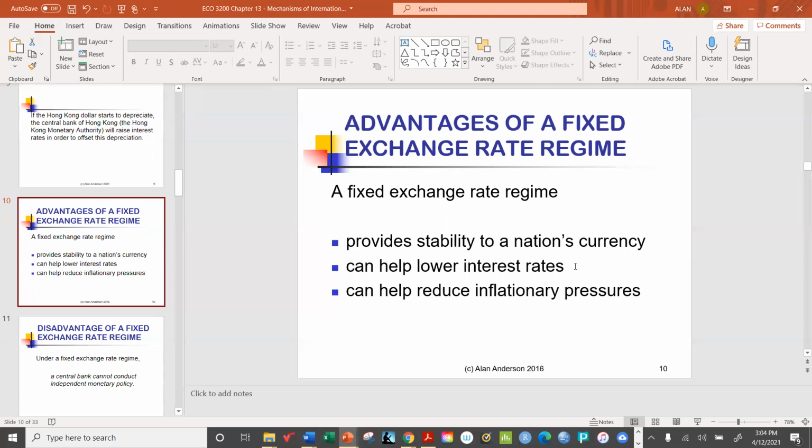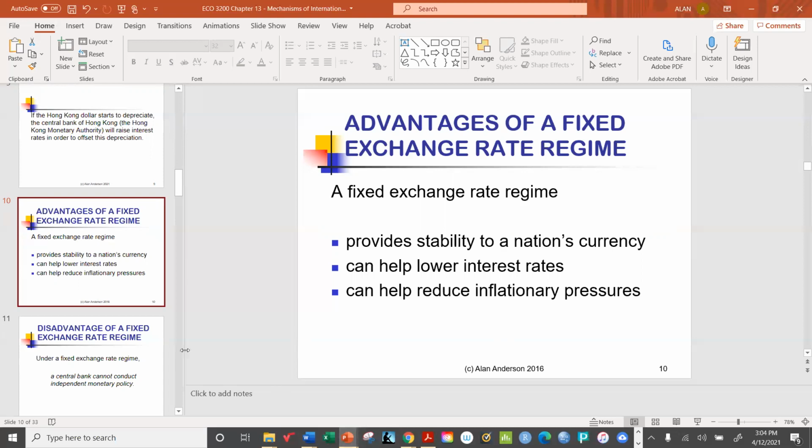And also, another one that's not really mentioned here is that because it reduces uncertainty about the value of that currency, it means that people who are doing business in Hong Kong do not have to worry about foreign exchange risk. In other words, if you can be guaranteed that this exchange rate will never change, you don't have to hedge any transactions that you make in Hong Kong. And that's exactly what they want.